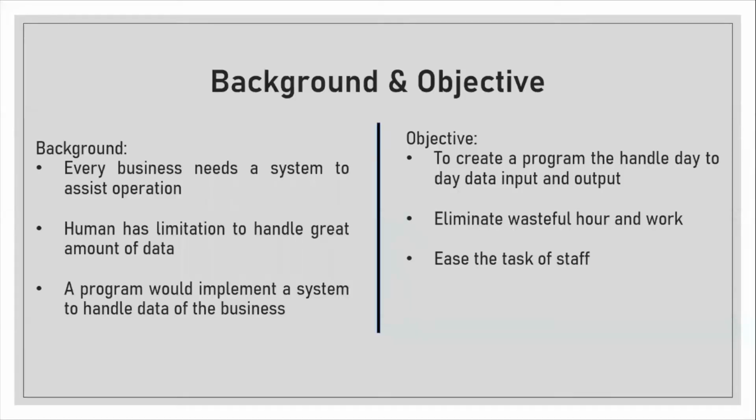First, we need to identify the background and objective of the mission. The first background is that every business needs a system to assist operation, mainly in handling data. They will need to input and output data to help the operation of their business. Now, yes, a human personnel can handle the database that they have accumulated over the time they operate their business. But of course, this leads us to the second point. Humans have limitations in handling great amounts of data.